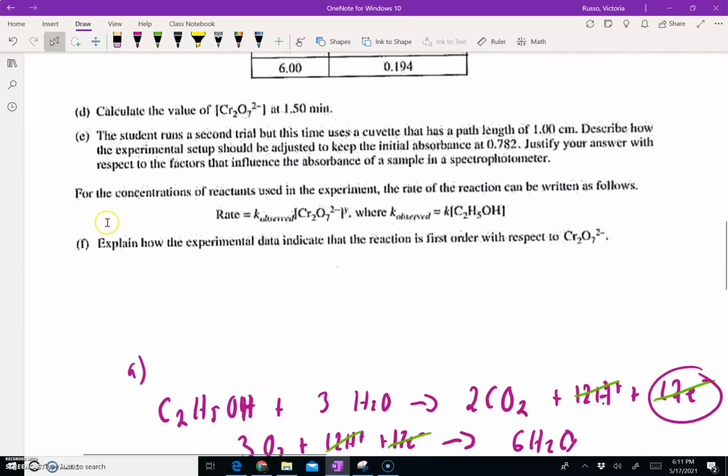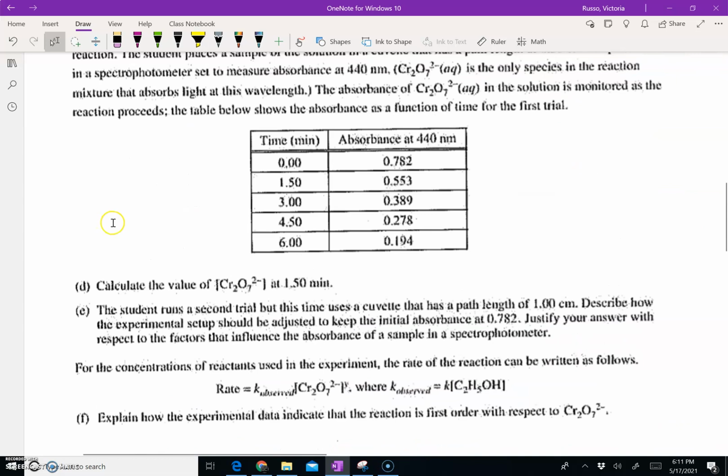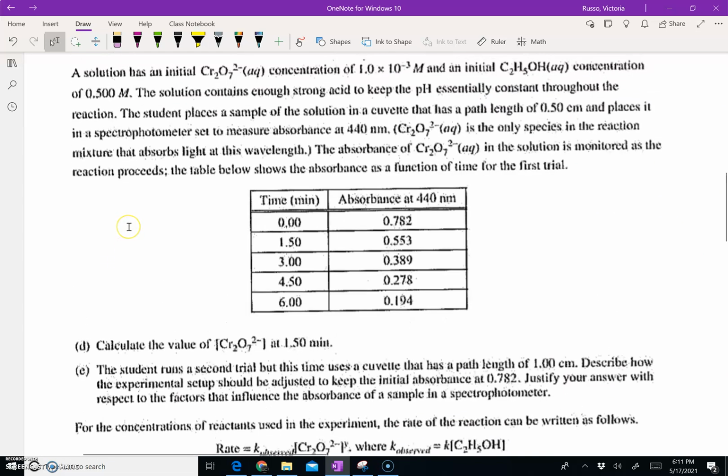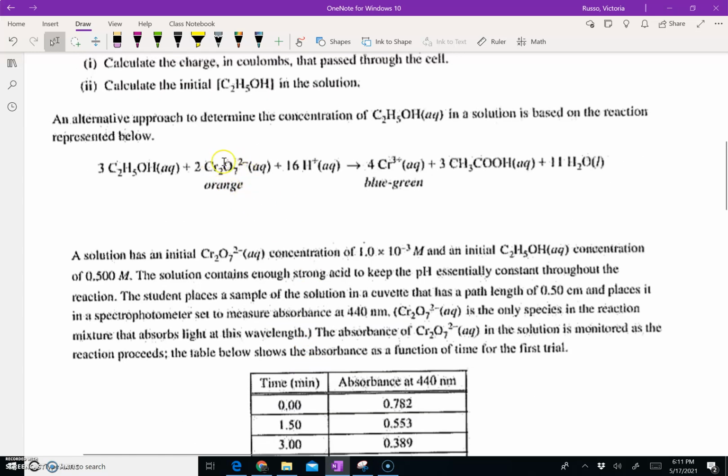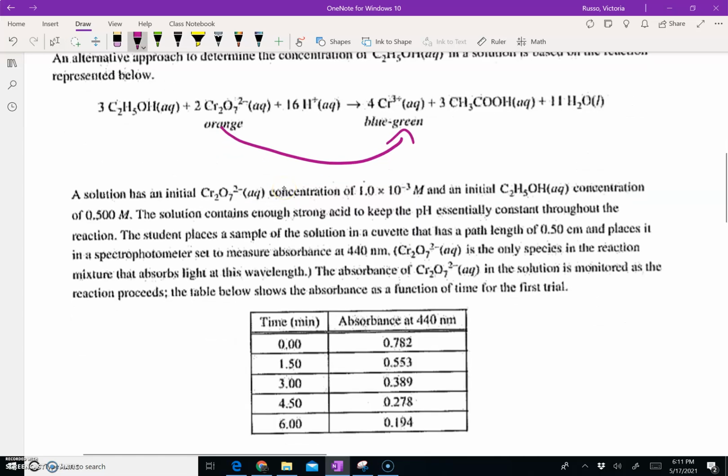All right, so now the rest of the problem is not an electrochemical cell. This is actually Beer's law, and there are two ways to do D. So it says calculate the value of the concentration of this at 1.5 minutes, and again, this is orange, and it's going to get less orange. As this reaction occurs, it's going to become blue-green. And they give us the initial concentration and its absorbance.